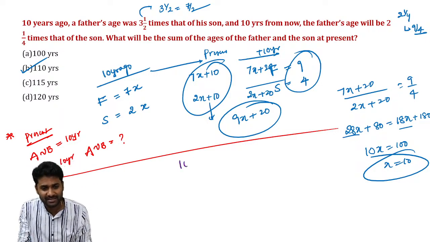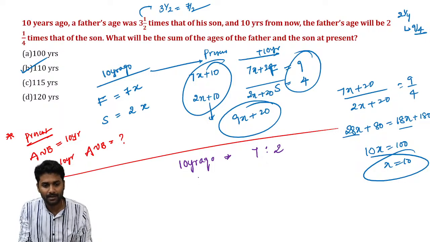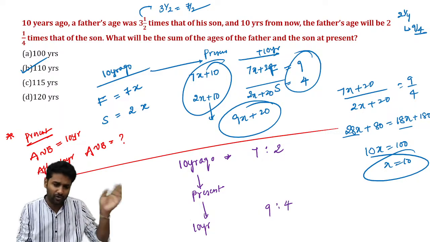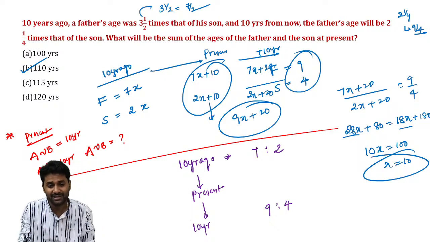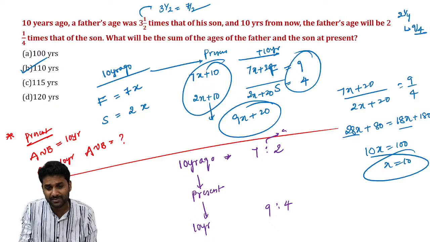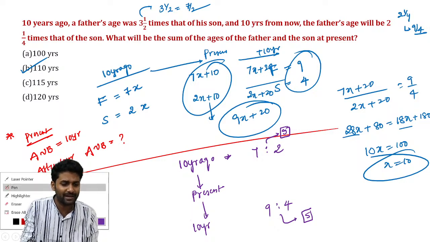Now see, 10 years ago, the ratio is 7 is to 2. Now this is all about the past. They are not given any ratio in the present. But after 10 years, again the ratio is given as 9 is to 4. But before 10 years or after 10 years, the difference of their ages is always the same, right? Let's find the difference. The difference between these two values is 5, and the difference between these two values is 5. So the difference is the same, right? Then you can compare the data.